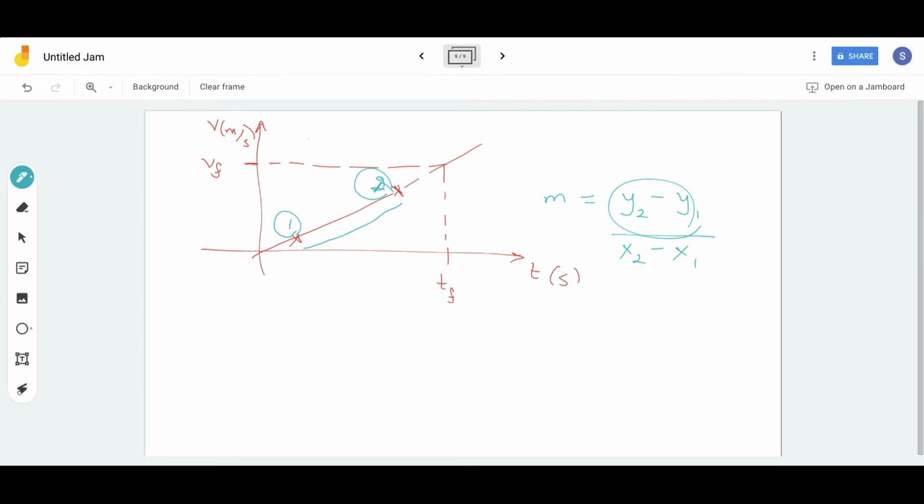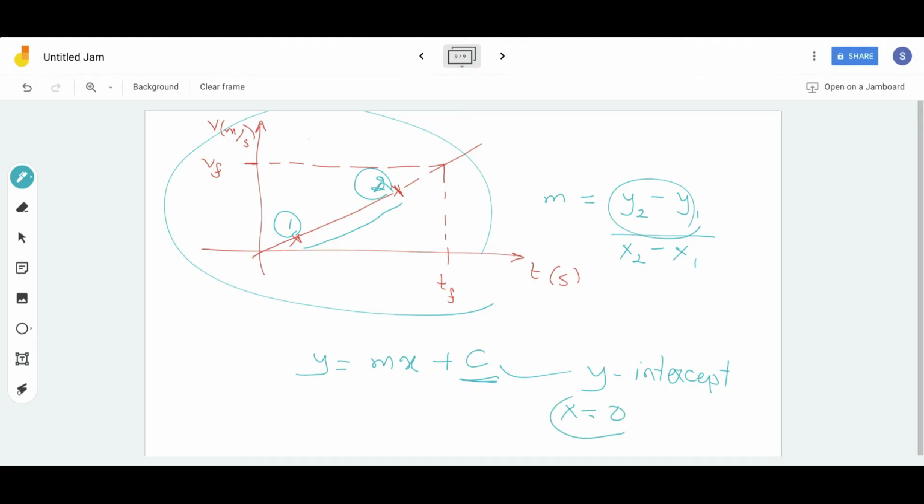So one thing we learned is that you can derive an equation if you know what it looks like on the plot using this equation: y is equal to mx plus c, where c is your y-intercept. Well, the y-intercept means wherever x is equal to 0, the y value where x is equal to 0.